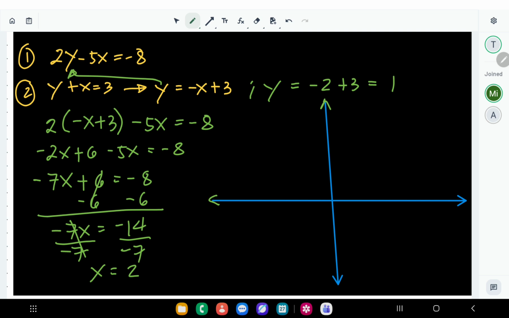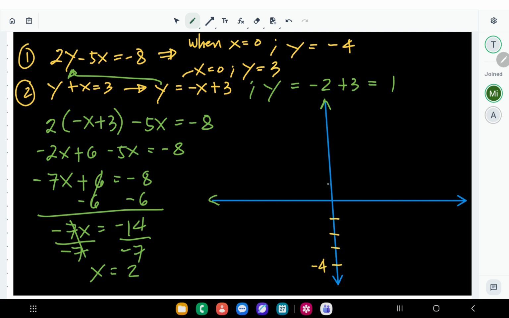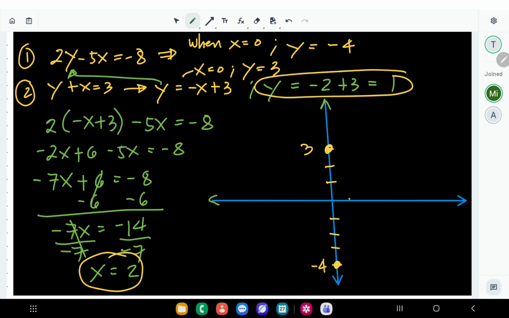y-intercept, again, when x is 0, what are the y-intercepts here? So when x is 0, y is negative 4, right? When x is 0. Then here, when x is 0, y is 3. So that is 1, 2, 3, 4, negative 4. 1, 2, 3. So this is 3. And point of intersection is this one. X is 2, y is 1 here. So our graph would look like this.